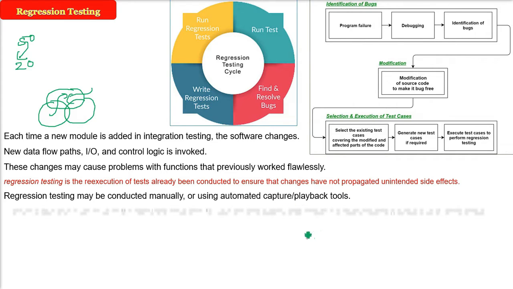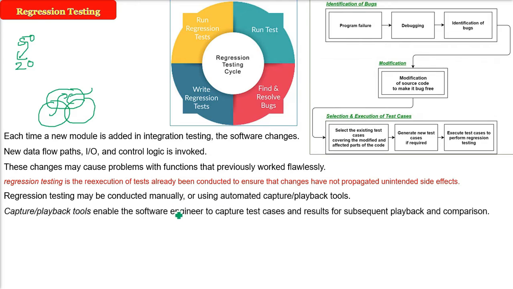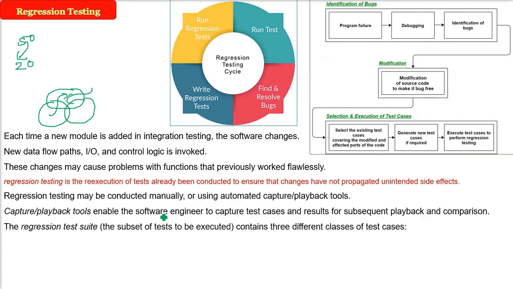So regression testing can be done manually, and we have a newer way: automated capture playback tools. These capture playback tools enable the software engineer to capture test cases and results for subsequent playback and comparison. The regression test suite, that is the subset of tests to be executed, we can divide into 3 different classes of tests. As I said, these 20 we have taken, so we can again divide them.